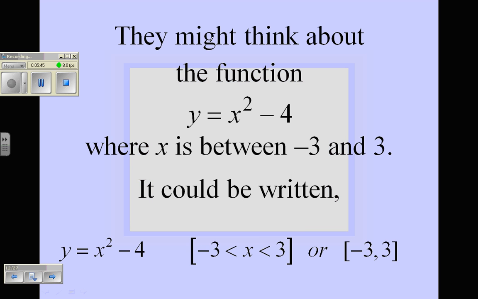And I just see a typo on my slide here. If we're interested in between negative 3 and 3, this should be a parentheses, right, because there's no equal sign here. So we're going up to negative 3, but we're not including negative 3. We're going all the way from there up to positive 3.